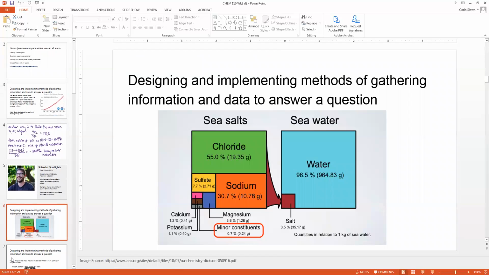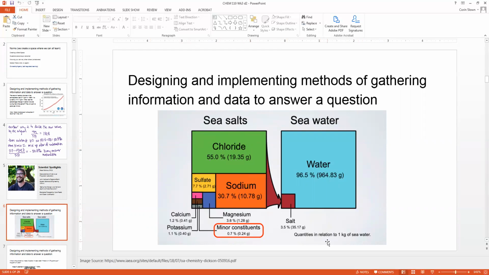So if we think about designing and implementing methods of gathering information and data to answer a question, I want you to think about how you would interpret this data visualization. So what is this really saying? We have the amount of water that's in seawater, and then we also know that seawater contains salt. And if I'm interested in the composition of that salt, that's where this blow up or this square starts to make sense. So sea salts include chloride and sodium, sulfate, calcium, potassium, magnesium, and some other minor constituents.